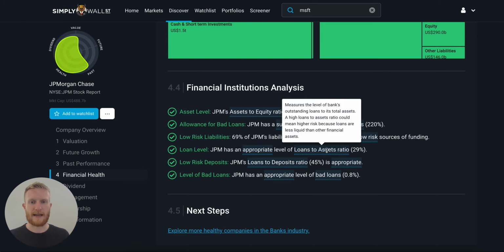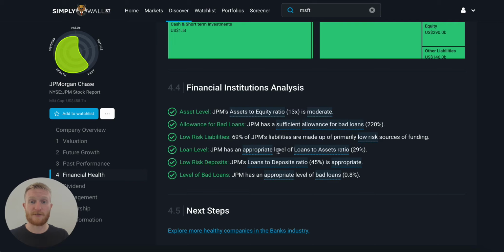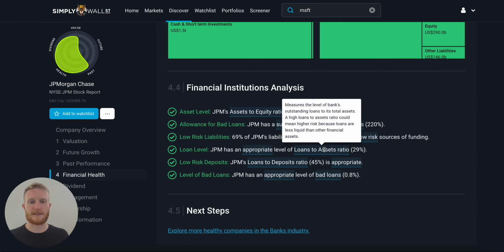It's actually taking on a fair bit of risk, because the loans that it has aren't as liquid as other financial assets. So you want to see that it's below 110%. And in this case, the business is actually at 29%. So that's great to see.